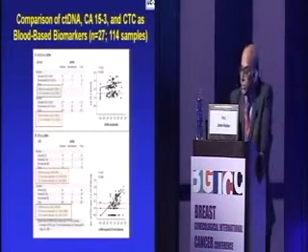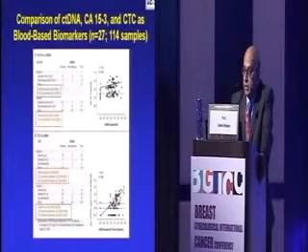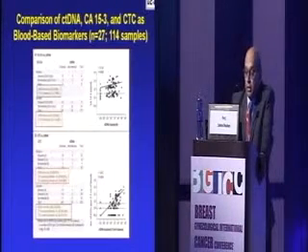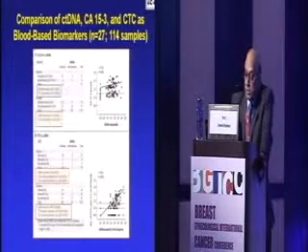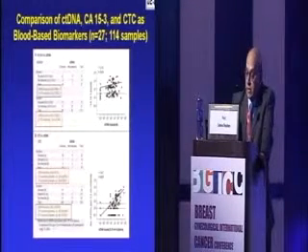There's a correlation between the 2 assays around 0.6, which is better than what was previously shown for CA15.3, and was highly significant also. Hence, because of this, of course, you see that ctDNA had a higher sensitivity than CTCs.